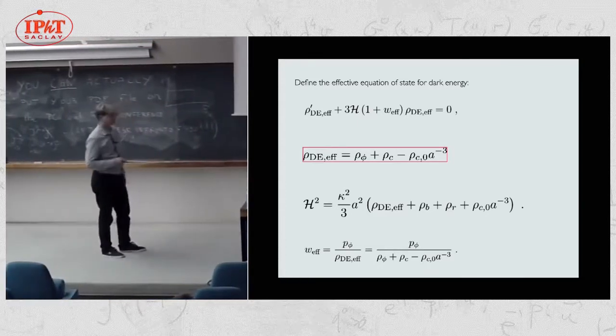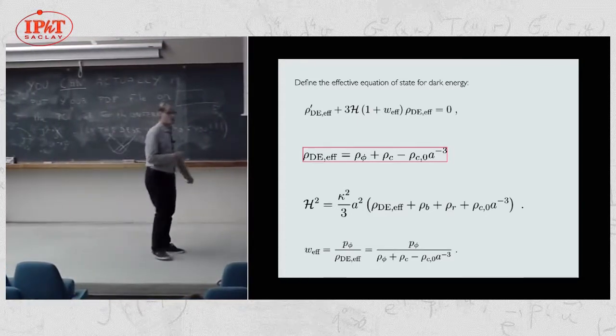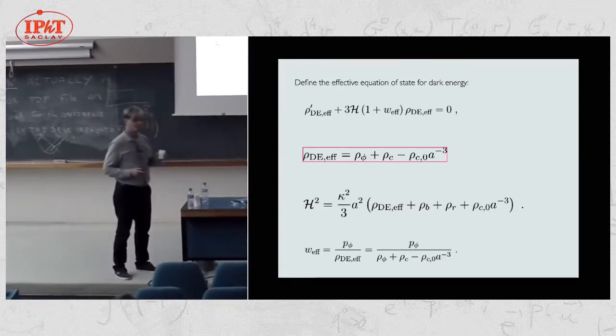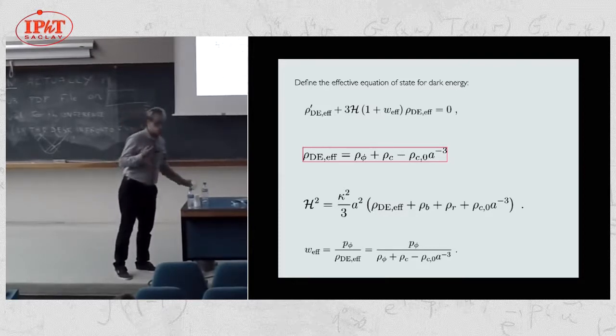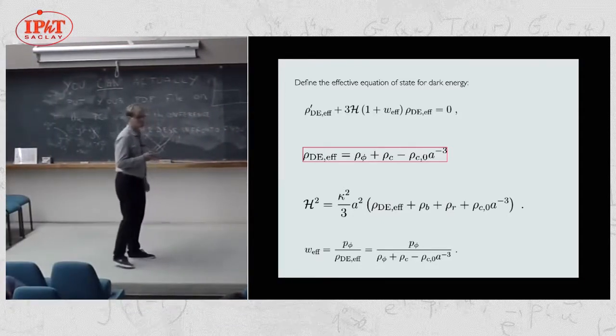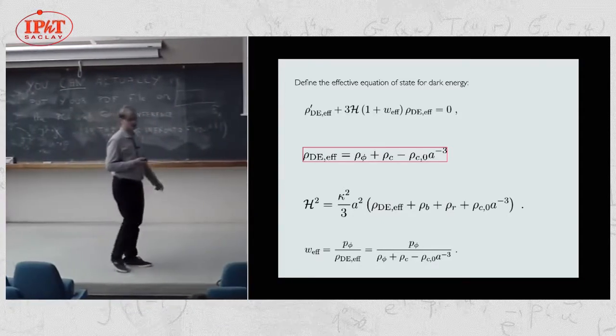And you find the effective equation of state is given by the pressure of the scalar field divided by rho dark energy effective. Okay? So as I remember, Planck would provide a bound that the dark matter scales as a to the minus 3 with a precision of something like 10 to the minus 3 or 10 to the minus 5 in this exponent 3. It's a very strong constraint.